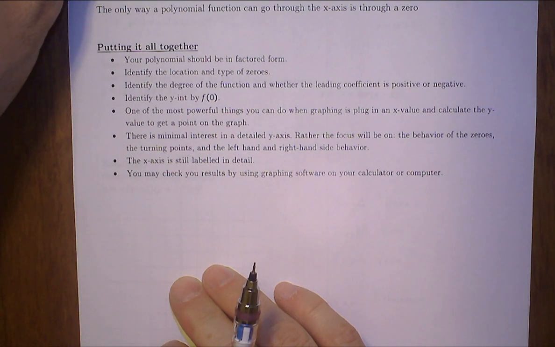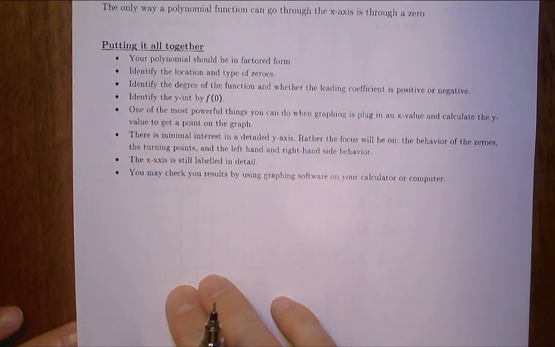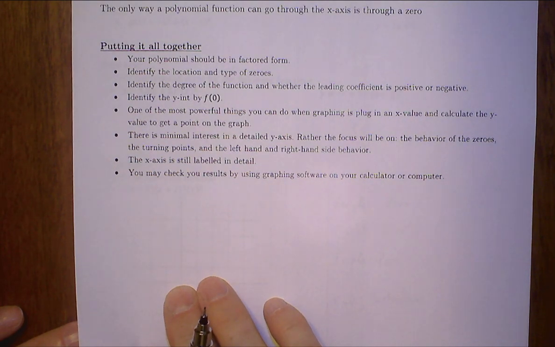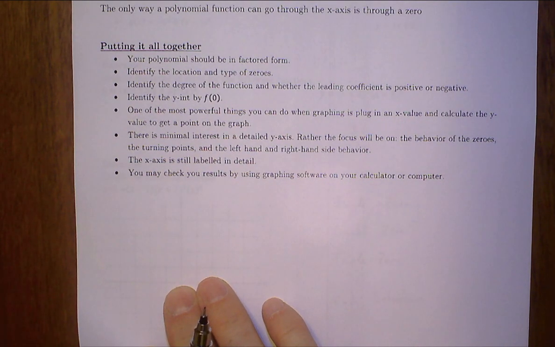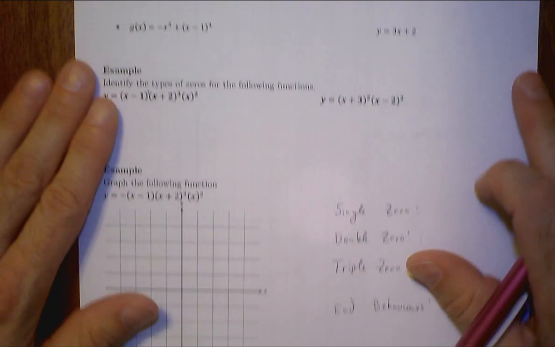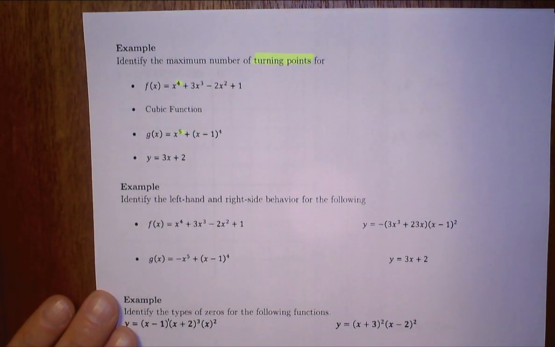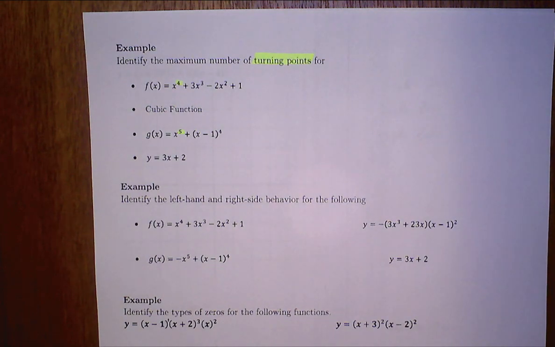So, like I said before, the location and the type of zeros are important, the leading coefficient, the left-hand and right-hand side behavior. We're going to put it all together and graph it. So I'm going to start off, on my next page, identify the maximum number of turning points. Not really that important.